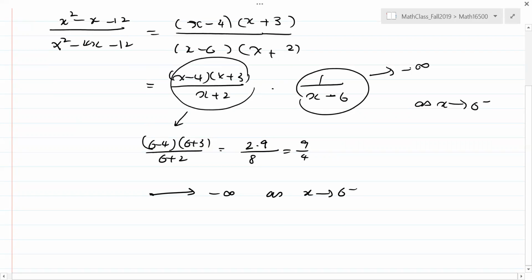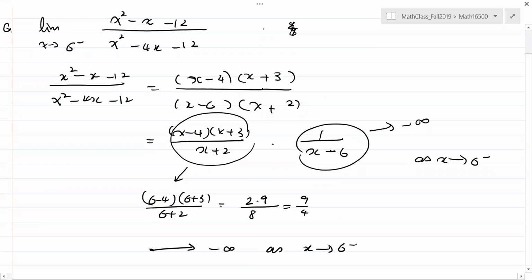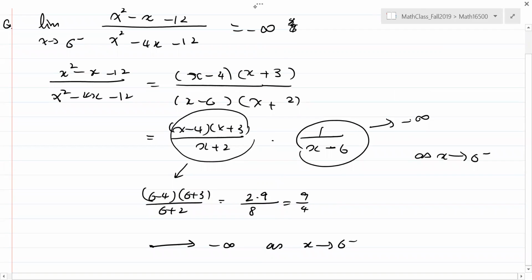So your answer, you can go back to put the answer there, but you have to show your work. The answer is negative infinity, and then show the details. How do you get this?